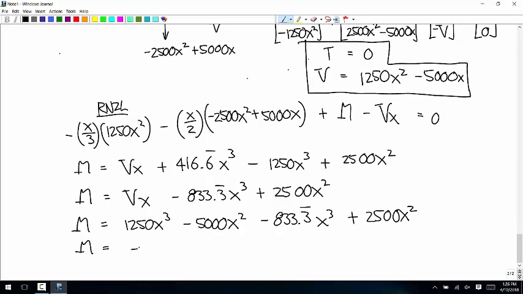M is equal to negative, I guess for that leading term it would be, I think that's positive, positive 416.6 repeating, is that right? X cubed. And then minus 2,500 x squared.